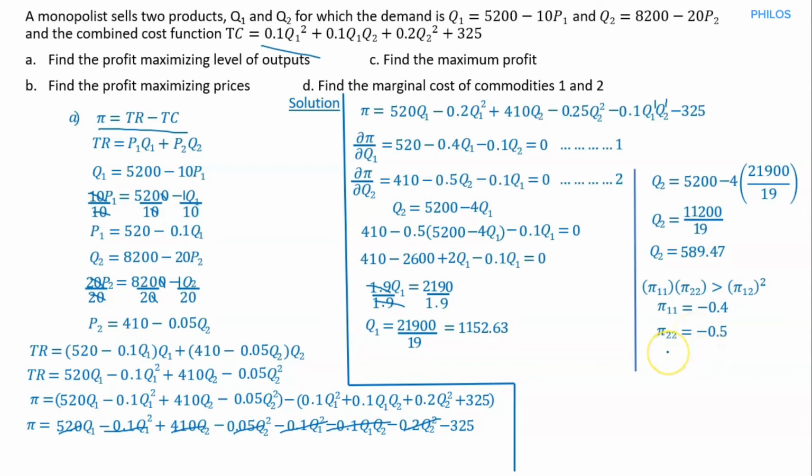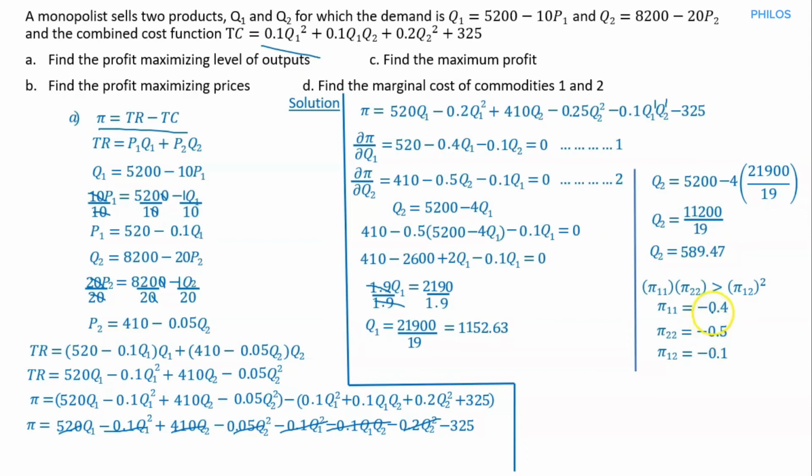And then what will be the cross order partial derivative? The cross order means that you should differentiate partial profit partial Q1 with respect to Q2, or you can also differentiate partial profit partial Q2 with respect to Q1. Either of them will still give you the same answer. So when I differentiate this with respect to Q2, I'll get negative 0.1. So the cross order is negative 0.1.